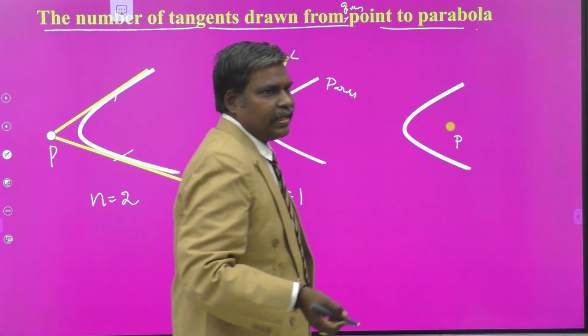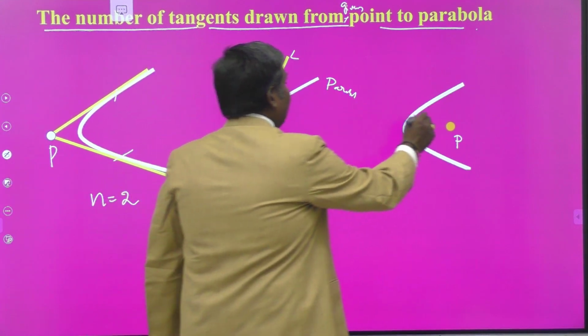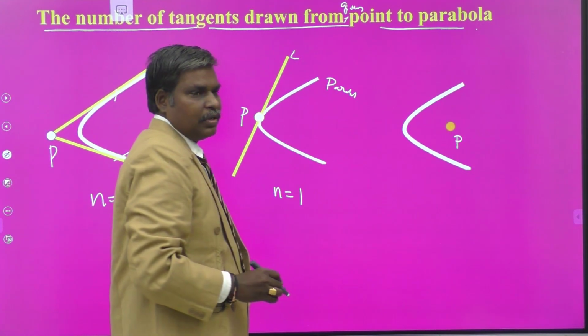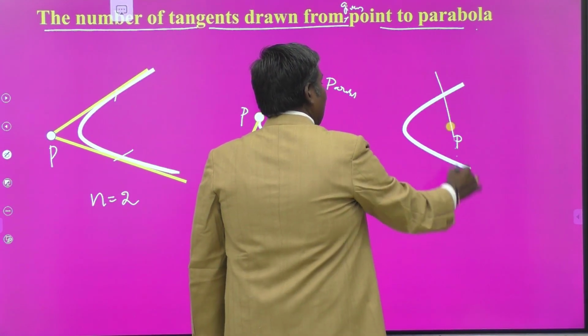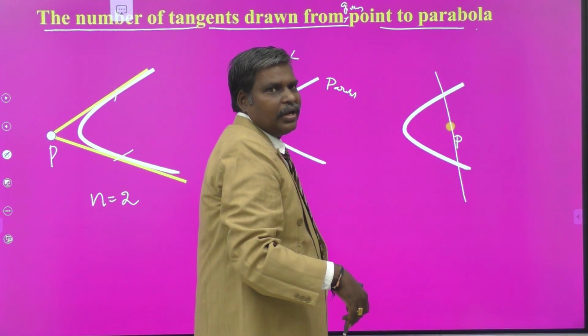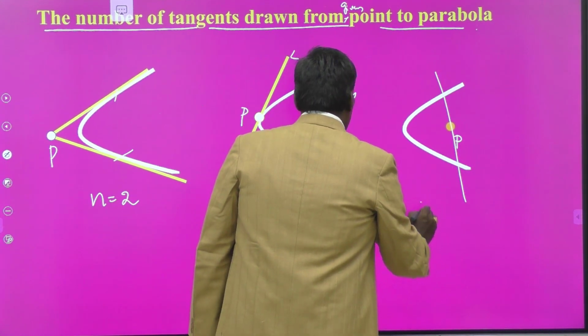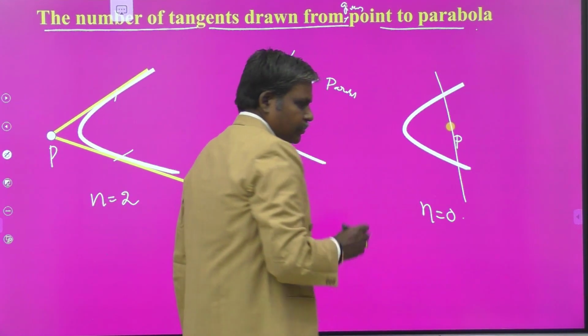Then there is no tangent drawn through this point to the parabola. There is no tangent. If you draw a line, that becomes a chord to the parabola. It is never a tangent. So the number of tangents is 0 here.